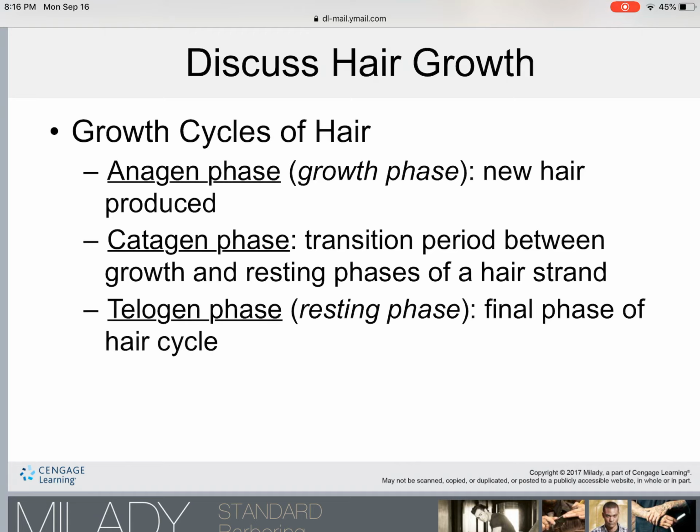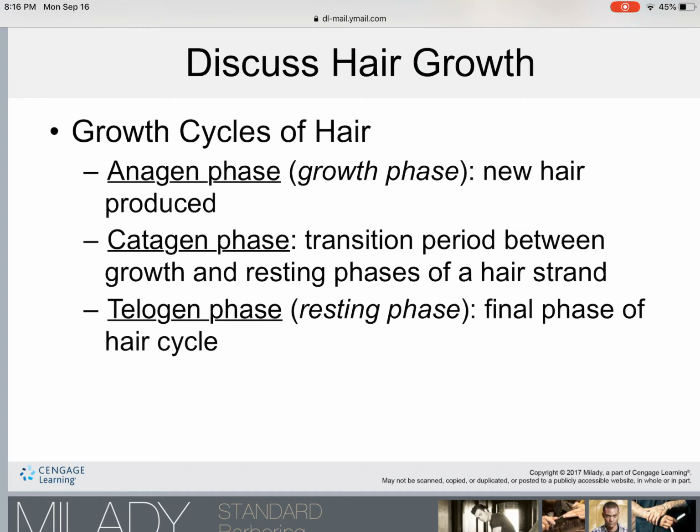Now, the catagen phase is the transition phase. That is the transition between growth and resting. During the catagen phase, the follicle shrinks, the hair bulb disappears, and the shrunken root end forms a rounded club. The catagen phase lasts 1 to 2 weeks. Only less than 1% of the hairs are in the catagen phase at any given time.